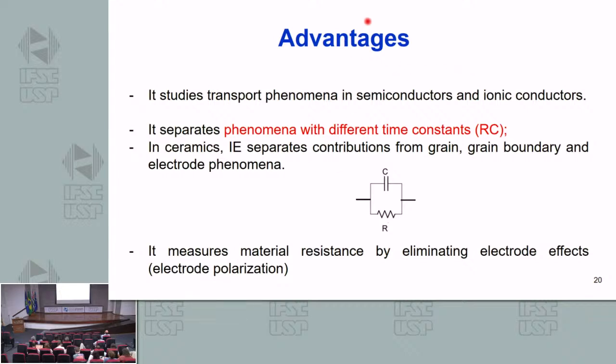In ceramics, impedance spectroscopy separates the contribution from grain boundaries and electrode phenomena. I will talk about what this electrode phenomenon is. Also, it measures the material resistance by eliminating these electrode phenomena, which would not be eliminated if I applied Ohm's law or a direct current.